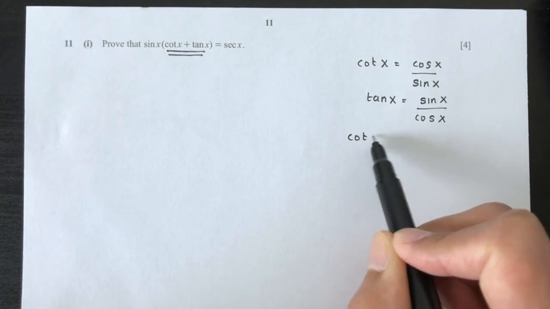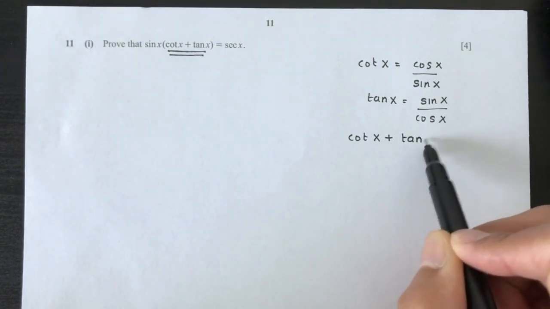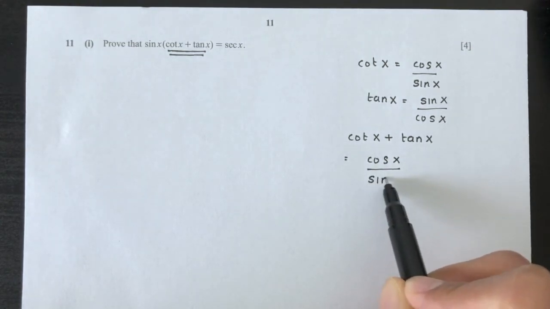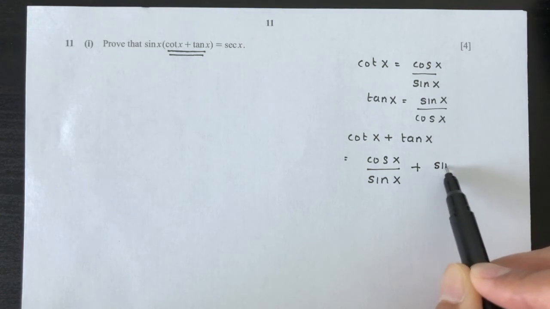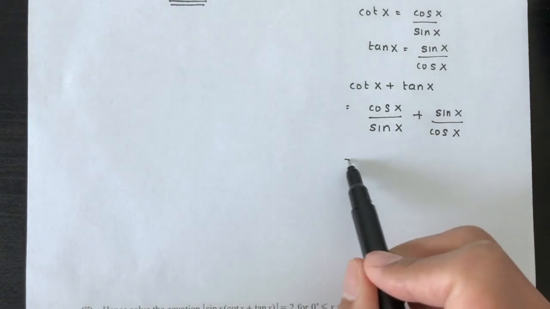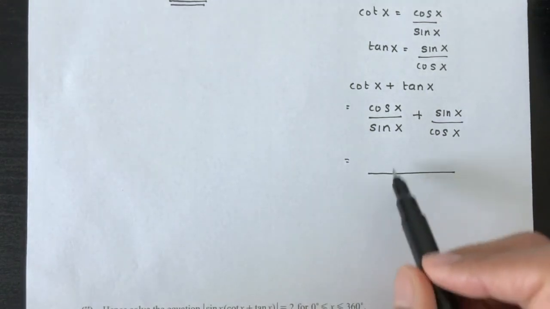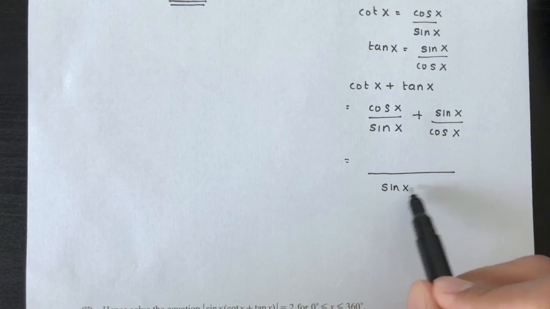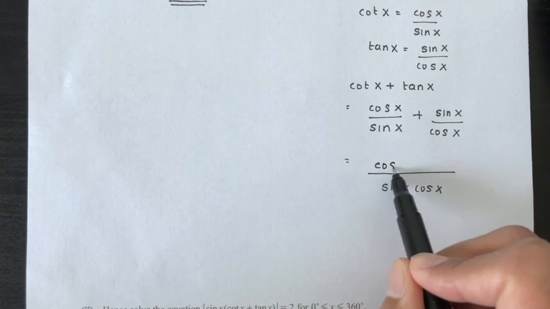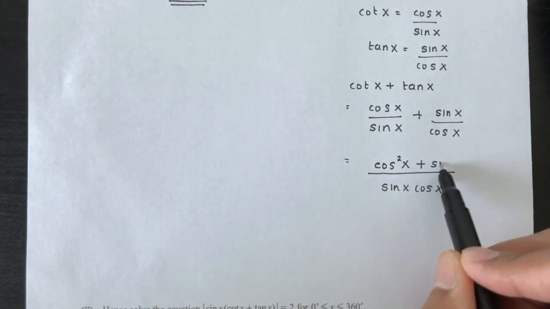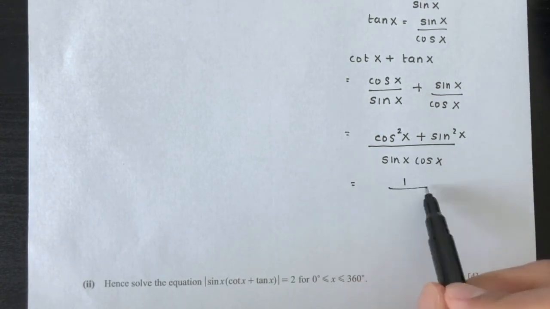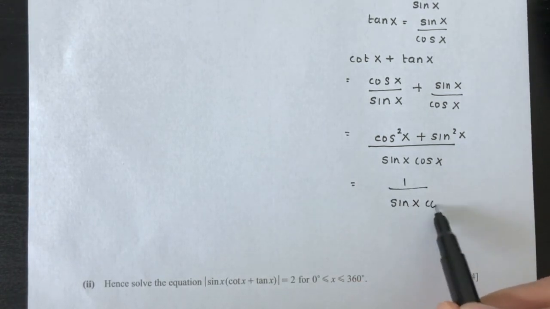So we have to do cot x plus tan x. That will be cos x over sin x plus sin x over cos x. Now simplify. We have to make it the same base. You will have sin x cos x, then we cross multiply. You will have cos square x plus sin square x. Now simplify again. That will give you 1 over sin x cos x.